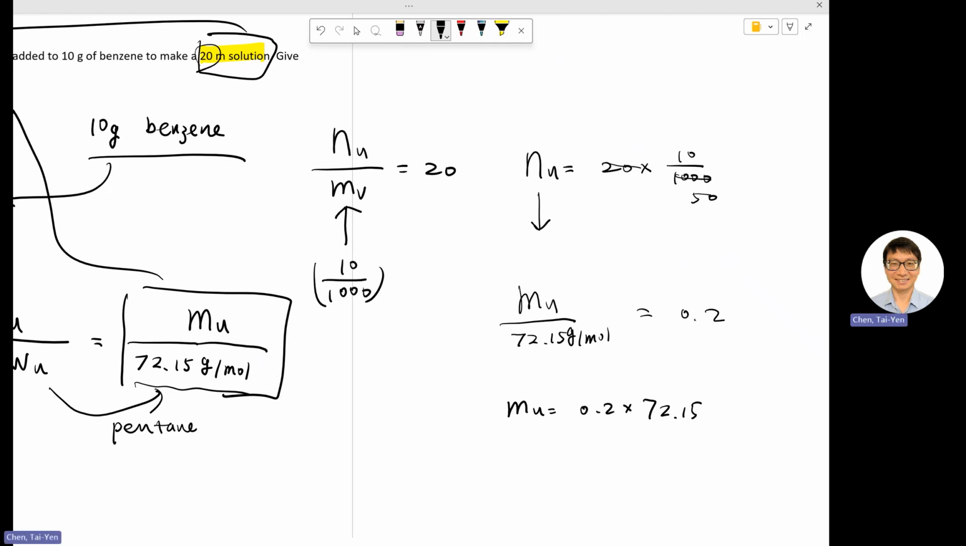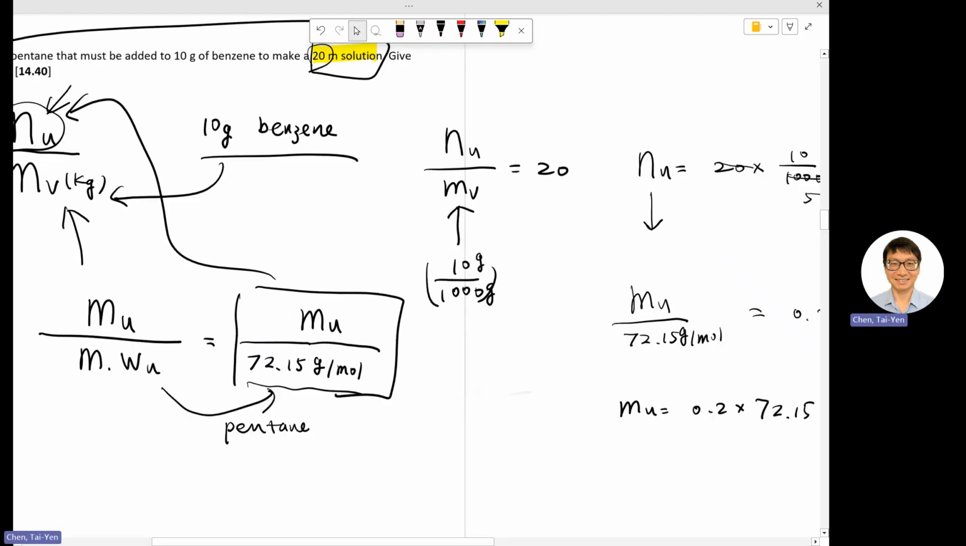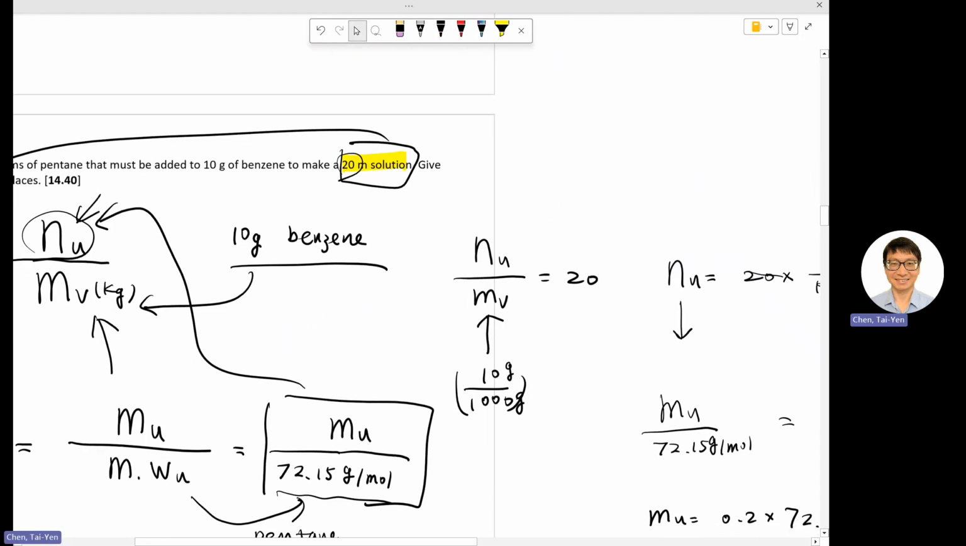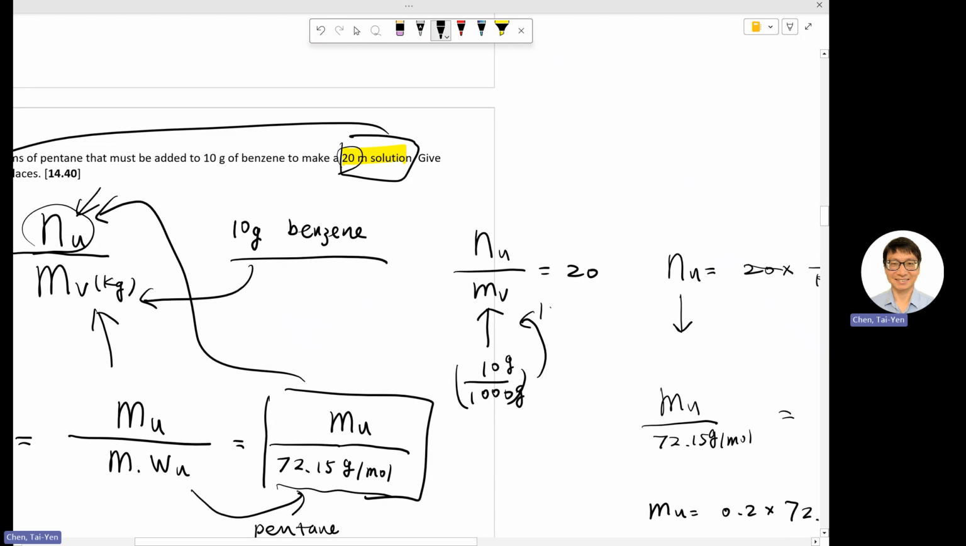Any questions? Then the over 1,000 is where you convert the gram into kilogram, because 1 kilogram is 1,000 gram. This is just the unit conversion. So you got the mass in kilogram.